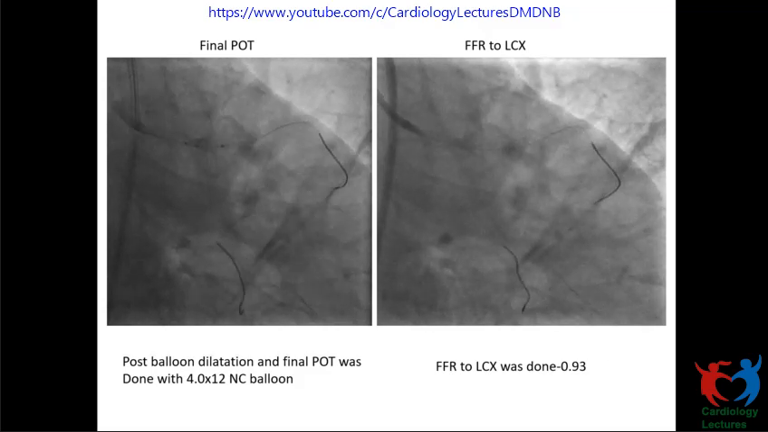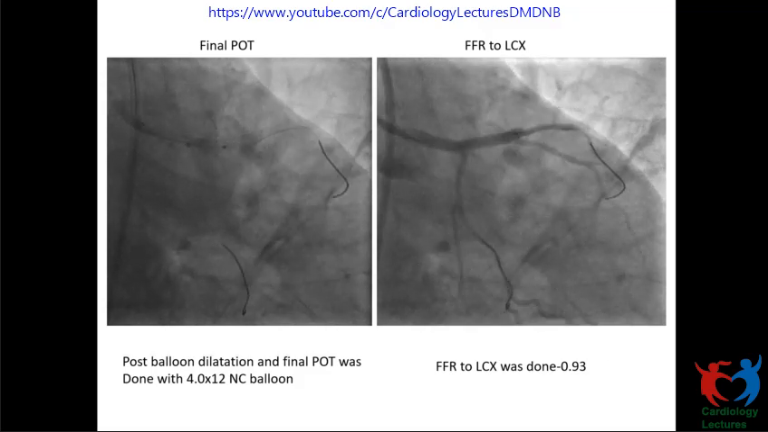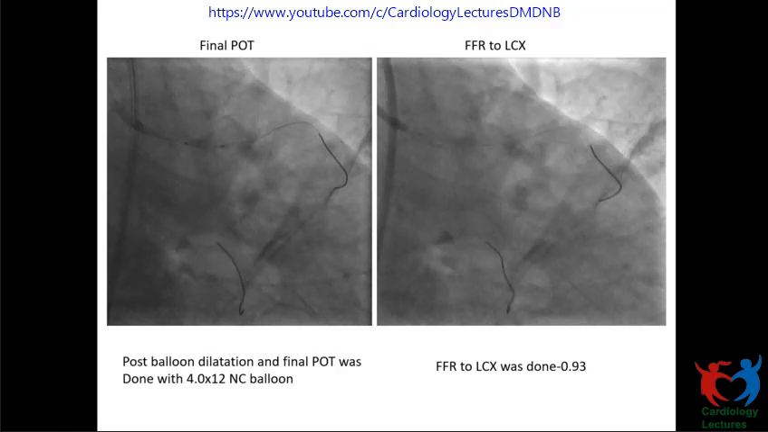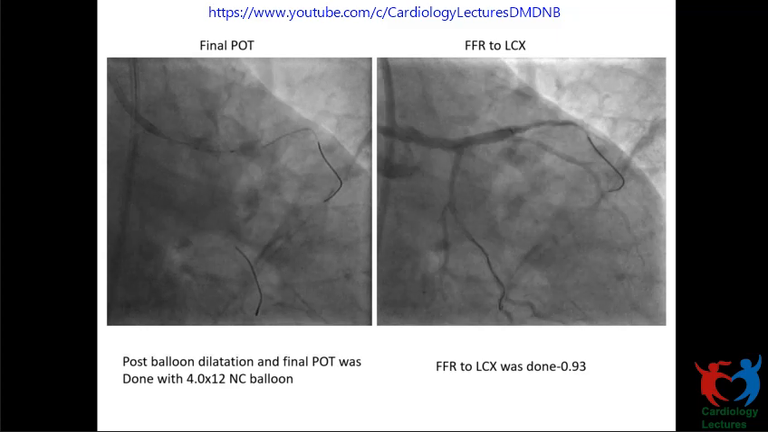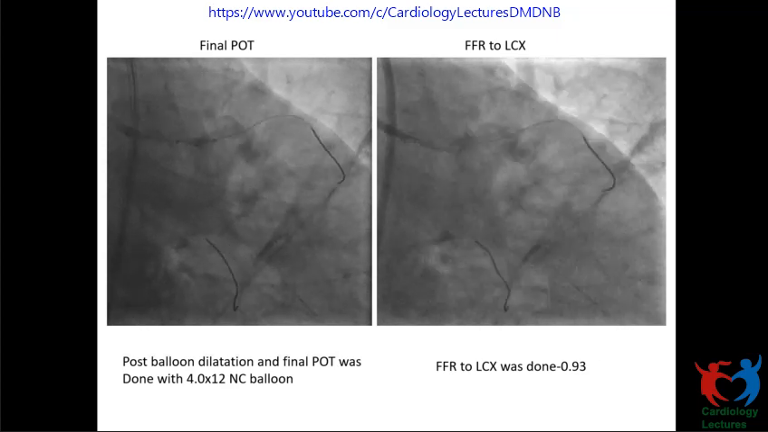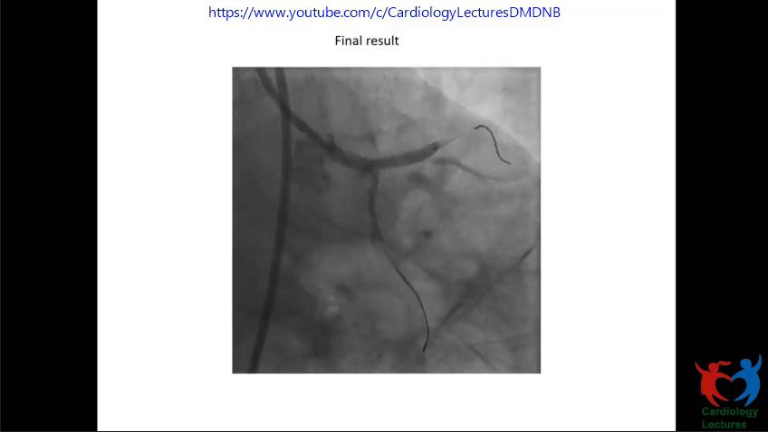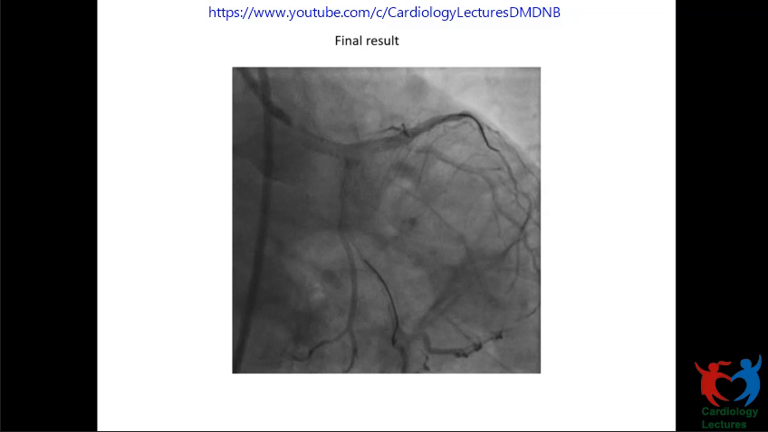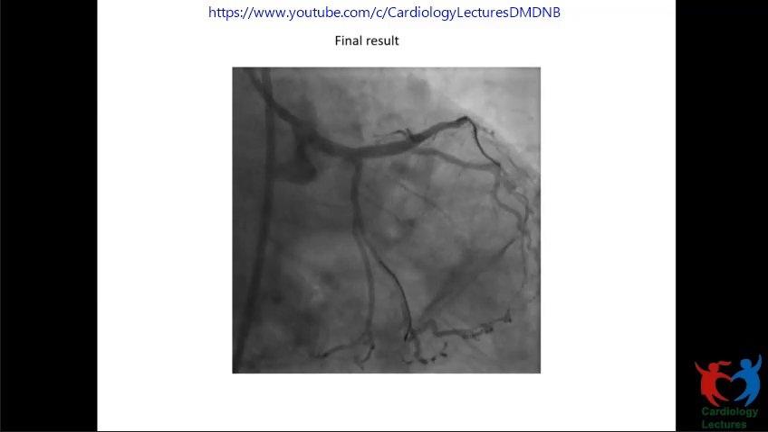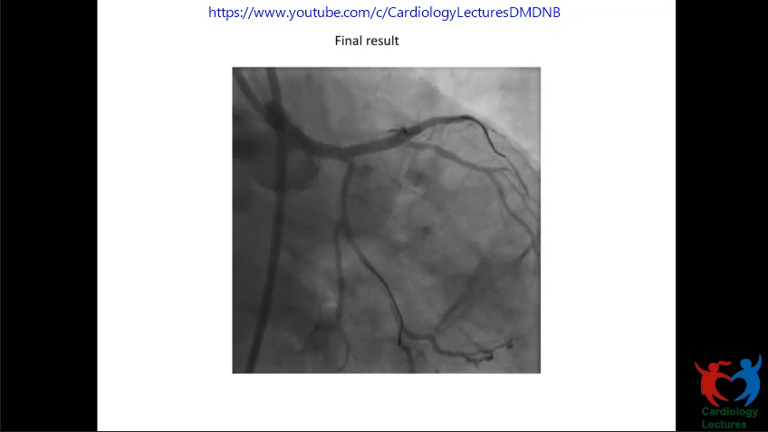Okay. Then you must have done some other functional assessment. Have you done an FFR or something to estimate? After doing the final part and all, we did an FFR to LCX, which came as 0.93. So we were satisfied and we left. Even though the ostium looked significant, we were sure that the FFR was not significant. And so we left the idea of stenting the LCX.